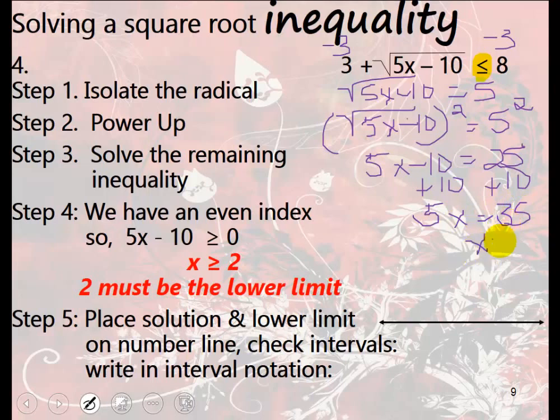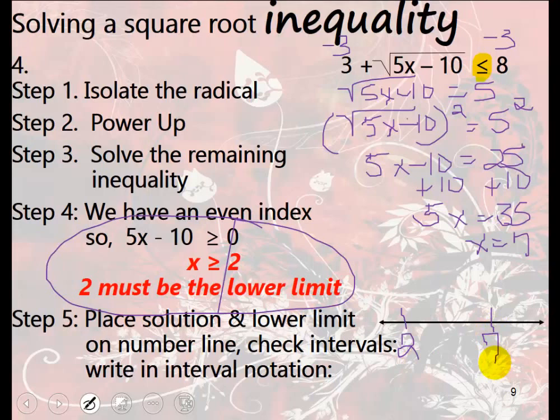Now notice over here what I did. Circle this. All I did was set my radicand greater than or equal to 0, and I solved. And that means that the lowest number that my x's can take on is 2. So here's what I'm going to do. I'm going to put my lower limit on a number line, and I'm going to put my solution on a number line, and I'm going to check some intervals.